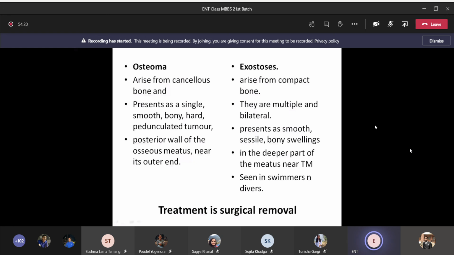Osteoma is usually a single, smooth, bony, hard, pedunculated tumor. Exostosis is usually multiple and bilateral. It presents as smooth, sessile, bony swellings. Osteoma arises mainly from the posterior wall of the osseous meatus near its outer end. Exostosis is usually in the deeper part of the meatus near the tympanic membrane. Exostosis is usually seen in swimmers and divers, related to continuous exposure to cold water. Treatment of both is surgical removal, but you need to know the difference: osteoma is solitary, exostosis is multiple.